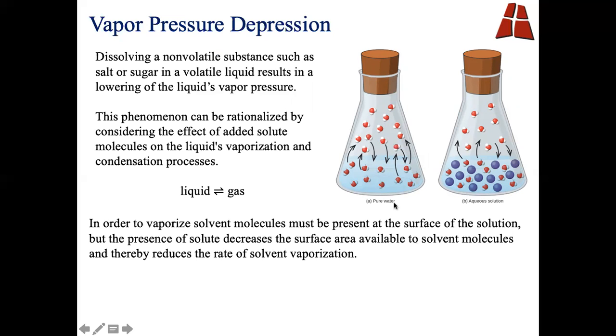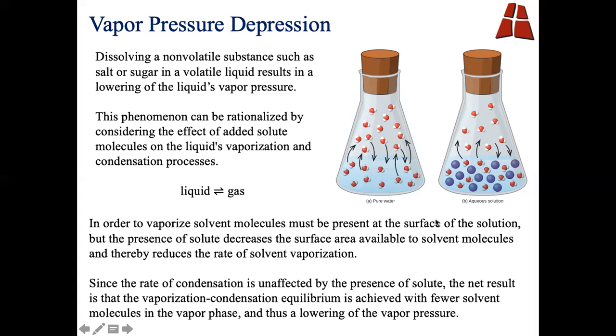So in order to vaporize molecules, they must be present at the surface of our liquid. And anytime we dissolve a non-volatile substance, represented by these blue spheres here, this could be, again, salt or sugar, anything that's non-volatile at that temperature, it essentially just takes up space at our surface. And so some of those molecules are going to block the surface of our liquid, and that is going to keep some of our volatile liquid molecules from turning into a gas, thus lowering or depressing the vapor pressure.